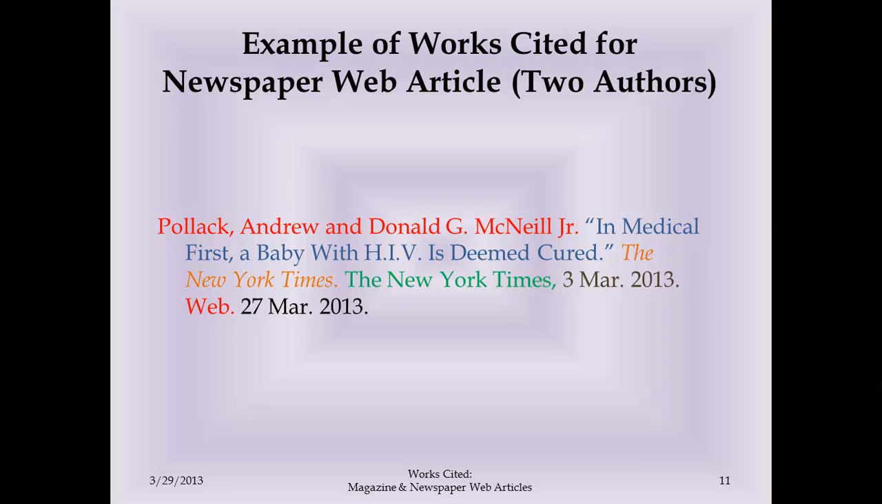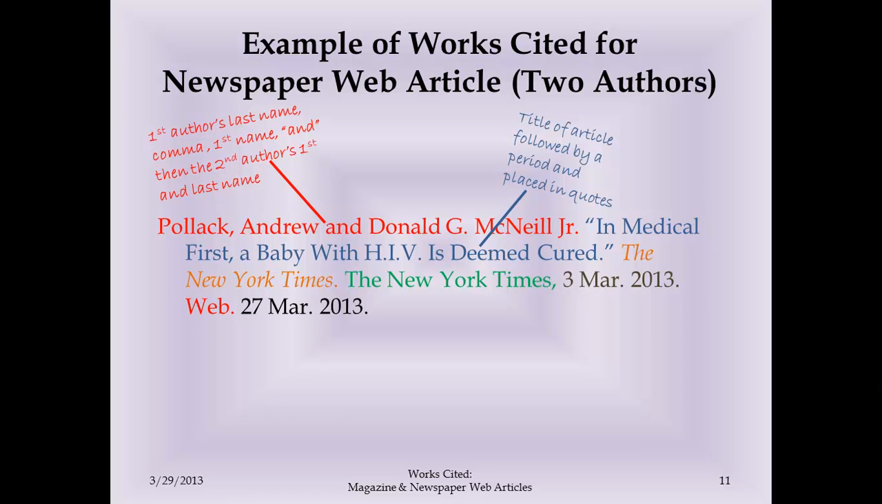We put the 2 authors' names, but the first author who appears on the website goes first, and we use his last name first, followed by a comma, a space, then his first name. Then you type the word "and" and you have another space, and then you write the second author's name exactly as it appears on the web source, Donald G. McNeil, Jr. So you write his name first, then last name. Then you have a space, and you have the title of the article, written exactly as it was written on the web page. You'll put a period after your last word of the title and close quotes.